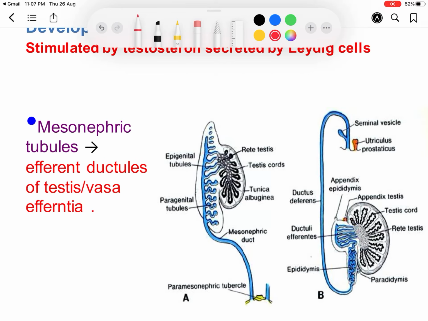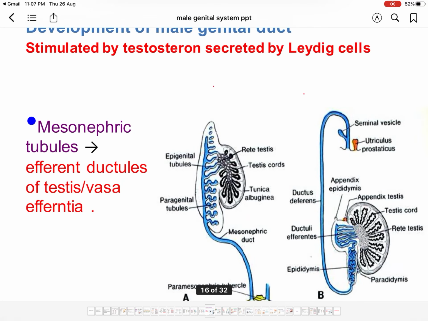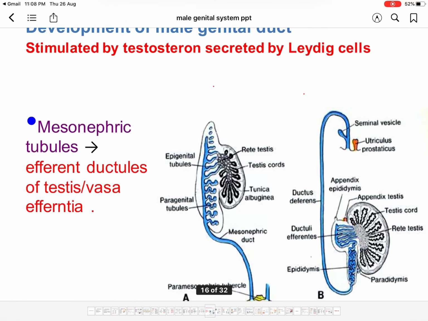Now what developed from this mesonephric tubule and mesonephric duct? So development of the male genital duct is stimulated by testosterone, which is secreted by Leydig cells. This mesonephric duct, also called the Wolffian duct, is very important. The question has been asked many times: the derivatives and remnants of the mesonephric duct. The mesonephric duct or Wolffian duct will form the efferent ductule of the testis.